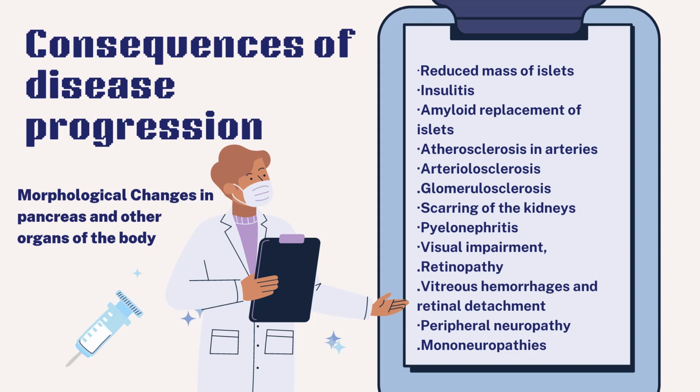Peripheral neuropathy is usually symmetrical, affecting the sensory as well as motor nerves of the lower extremities. There may be impotence and disturbances in bowel and bladder function due to neuropathy. Mononeuropathies may be found such as foot drop, wrist drop, or any of the cranial nerve palsies.